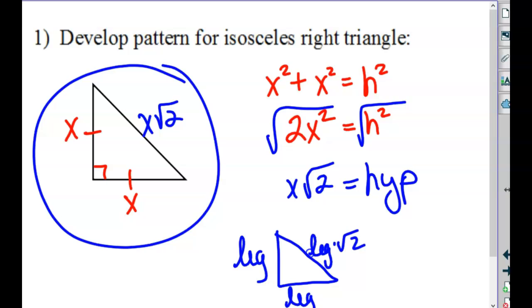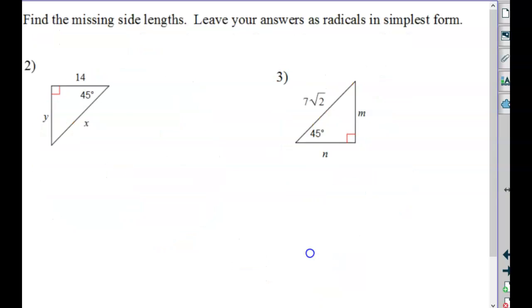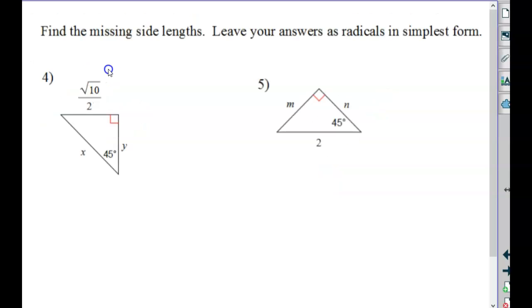Okay, I just want to show you where it came from. It came from the Pythagorean theorem, so we're going to use it real fast. Tell me about number 2. If the pattern says the legs are the same, then which one's 14? Y is 14, and the hypotenuse is 14 square roots of 2. Number 3, if the hypotenuse has 7 times the square root of 2, then each leg has to be 7. Those are the easy peasy ones, right? Then they get more complicated.